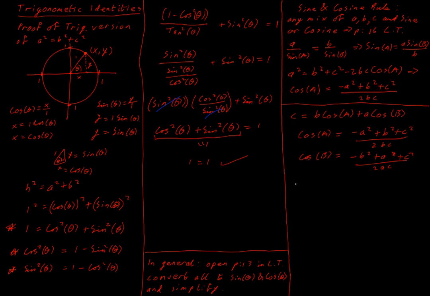Do the rearranging beforehand. So we have c is equal to b on minus a squared plus b squared plus c squared all over 2bc, plus a on minus b squared plus a squared plus c squared all over 2ac. I see that I have b divided by b here, so I'm going to divide out my common factor, and a divided by a here.